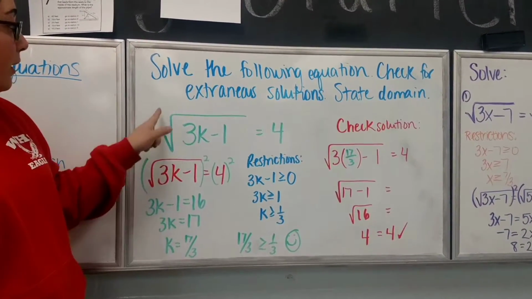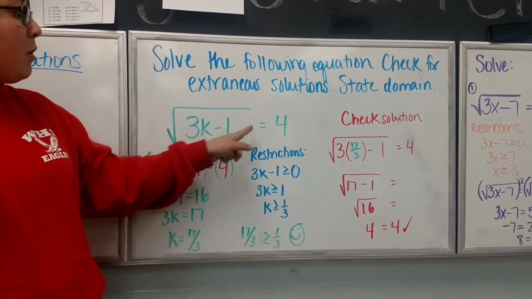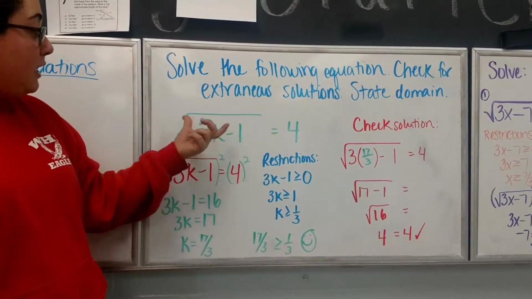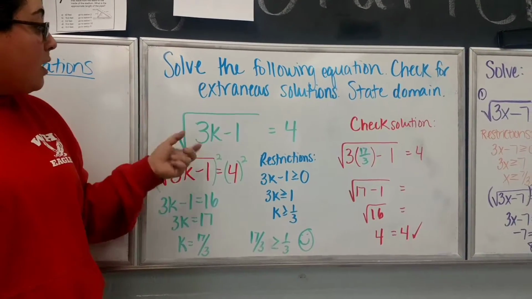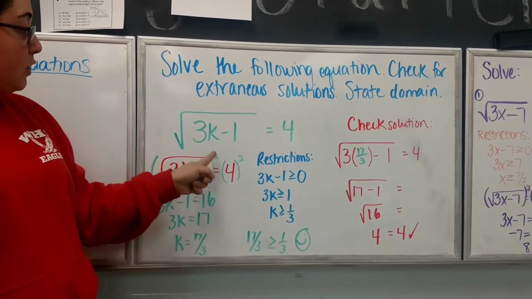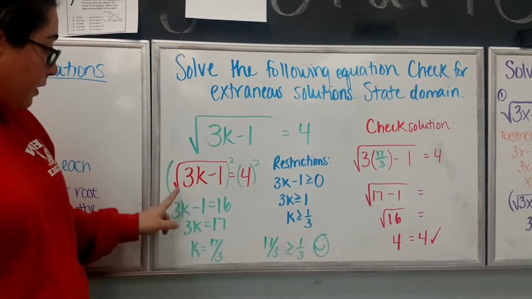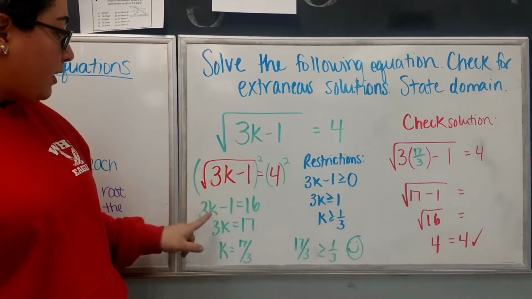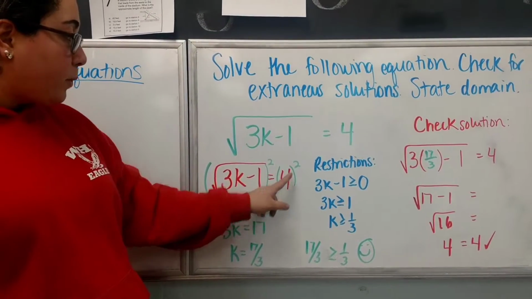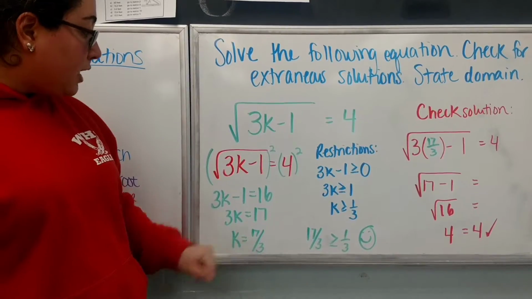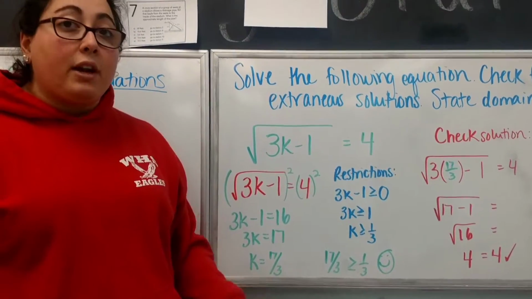So if you have the square root of 3k minus 1 equals 4 as your original problem, we need to get rid of this square root. So in order to undo a square root, we square it. But whatever you do to one side, you have to do to the other. So we square both sides. That cancels out the square root with the square, and you're left with 3k minus 1 equals 4 squared, which is 16. Add 1, divide by 3. So you get that k is equal to 17/3, which is your final answer.